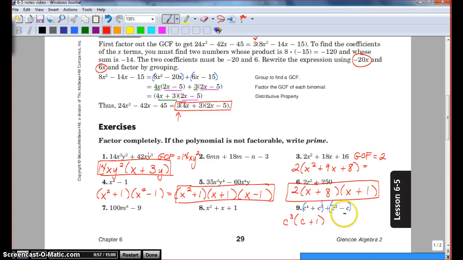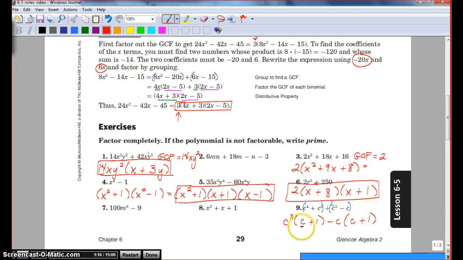And then on the second two terms, we can see that there's a GCF of c. Now technically I'm going to factor out a negative c, so watch, when you factor that out, you are left with, well, negative c squared divided by negative c, a positive c. Negative c divided by negative c, positive 1.